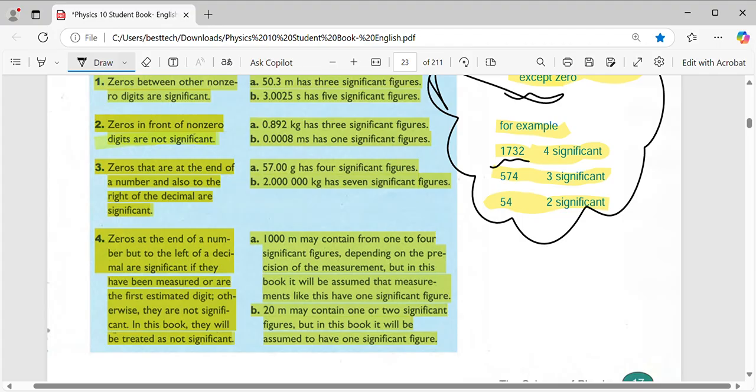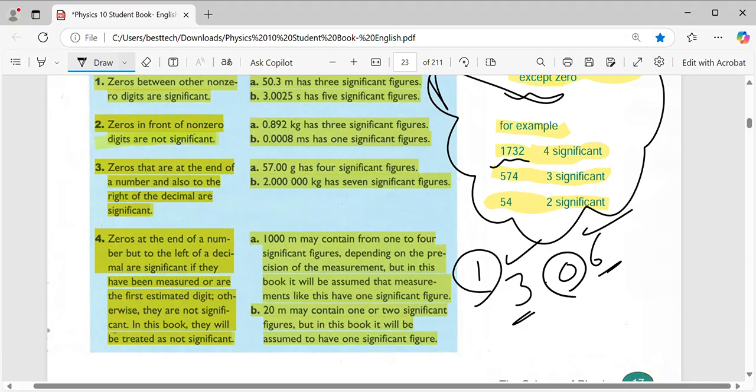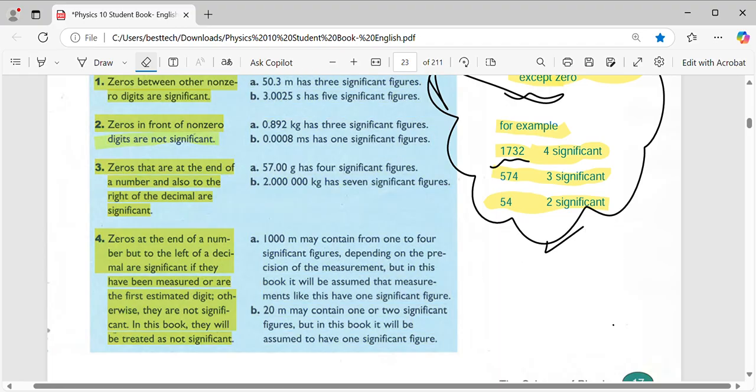Guys, first rule: if the 0 comes between the numbers, then the 0 is countable. For example, 3.06. We said all the numbers are countable, so 3 and 6 are countable. But how do we know this 0 is countable? Because this 0 comes between two numbers, in the middle, so of course the 0 is countable too. So the total that you have is 3: 1, 2, 3. So first, if 0 comes in the middle, the 0 is countable.